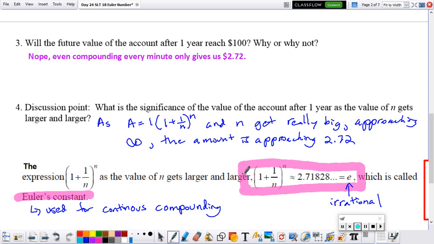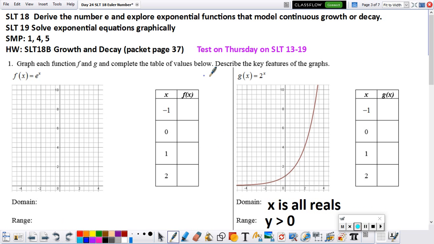So what we're going to do now is compare the graphs of some exponential functions using Euler's constant to some of our parent exponential graphs we've done so far. So go ahead and turn to page 34. It says graph each function f and g and complete the table of values below. Describe the key features of the graph.